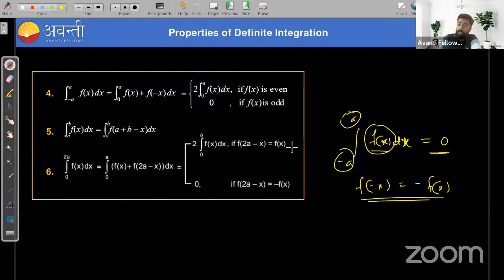If it is an even function, the property is 2 times the integral from 0 to a of f of x dx, if f of x is an even function. Clear? Okay, come to the fifth property.